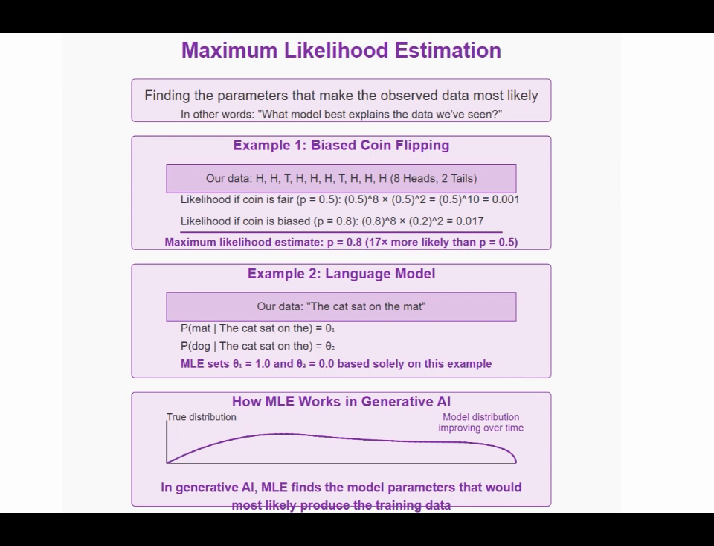Understanding MLE helps explain why generative models sometimes struggle with rare events or outliers. They're optimized to capture the most likely patterns in the training data, potentially missing unusual but valid cases. Modern approaches often combine MLE with regularization techniques to address these limitations while still leveraging its powerful ability to capture the most common patterns in data.